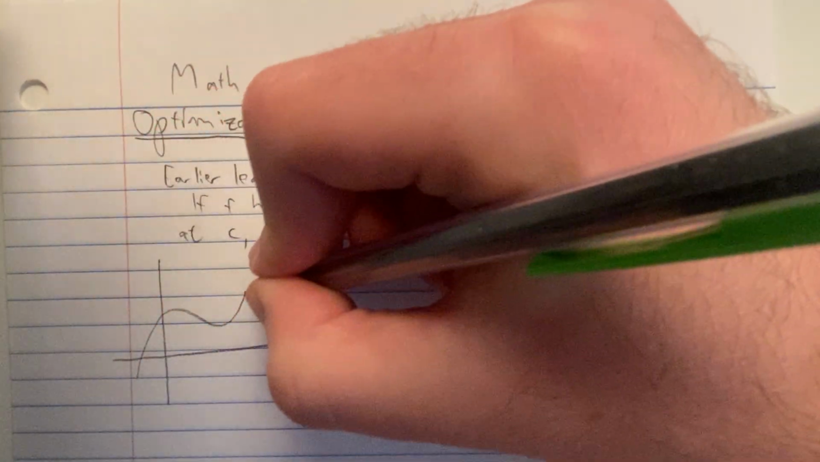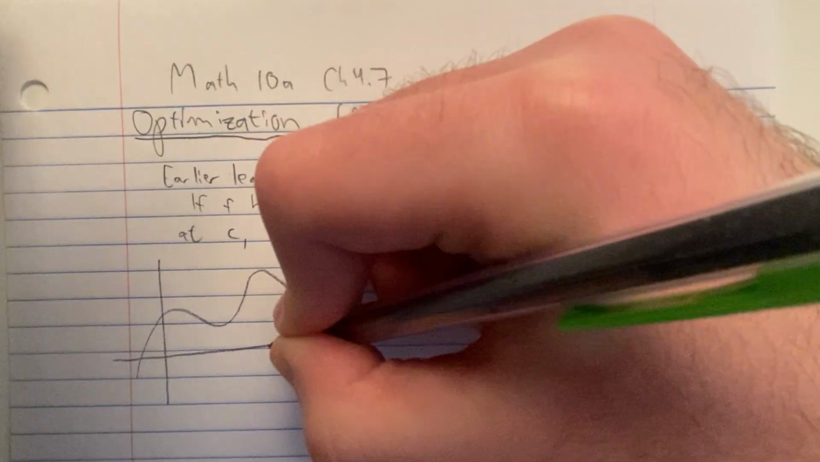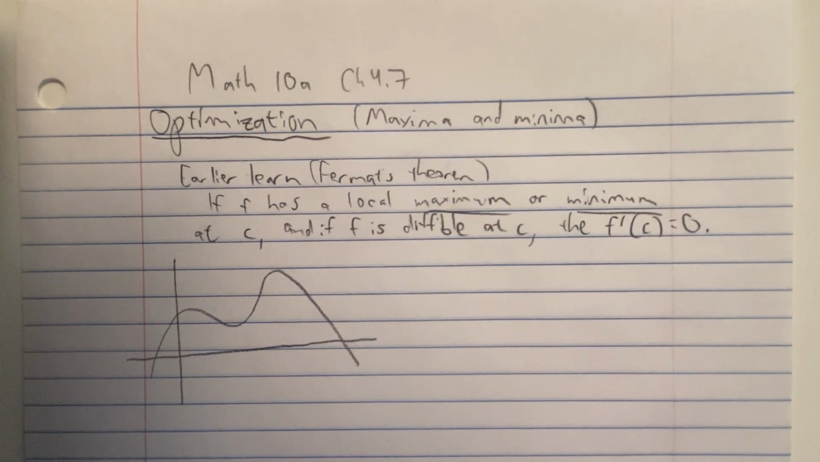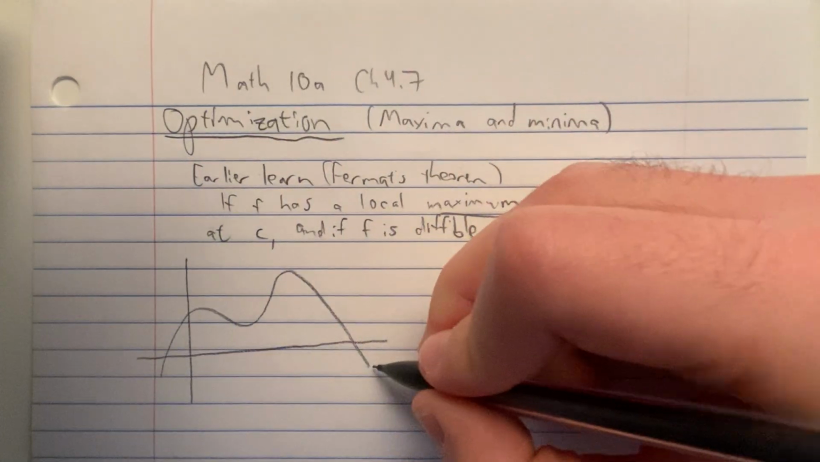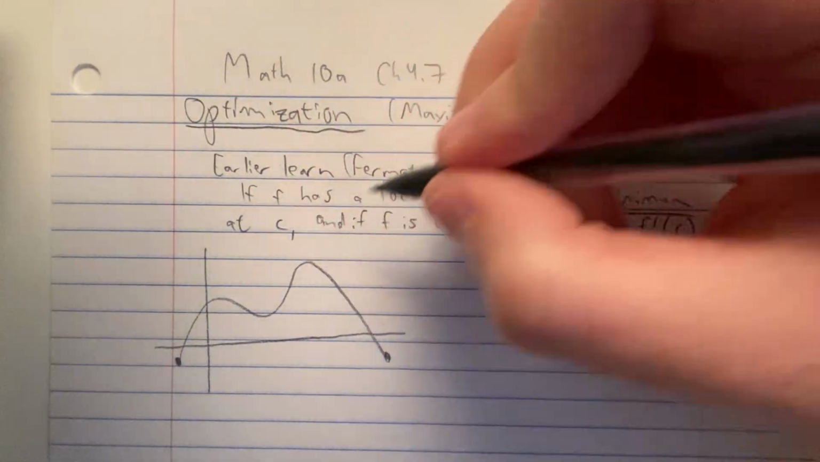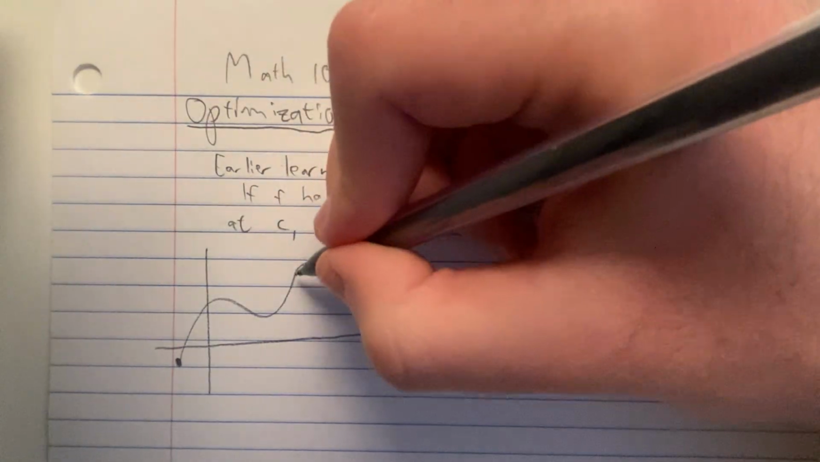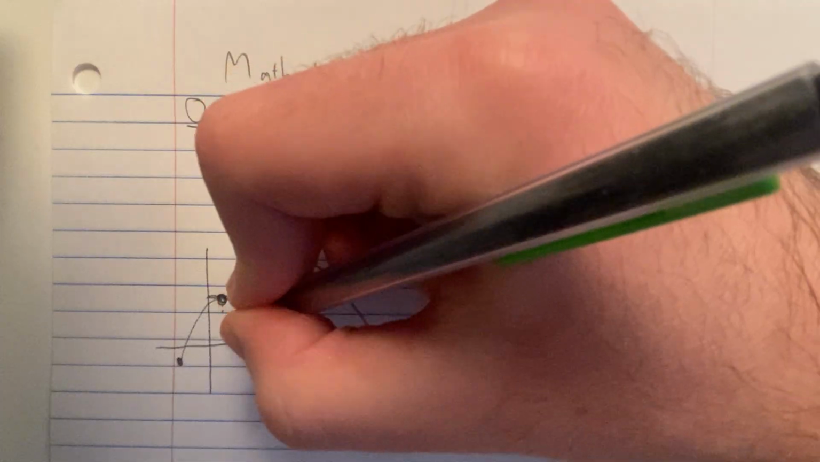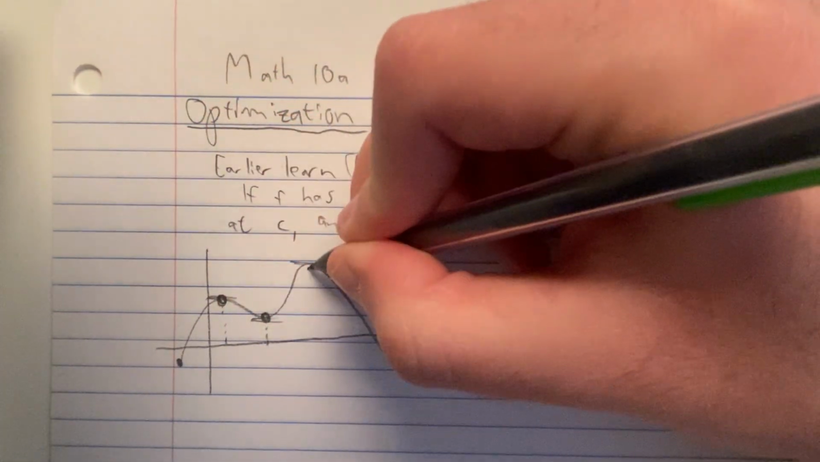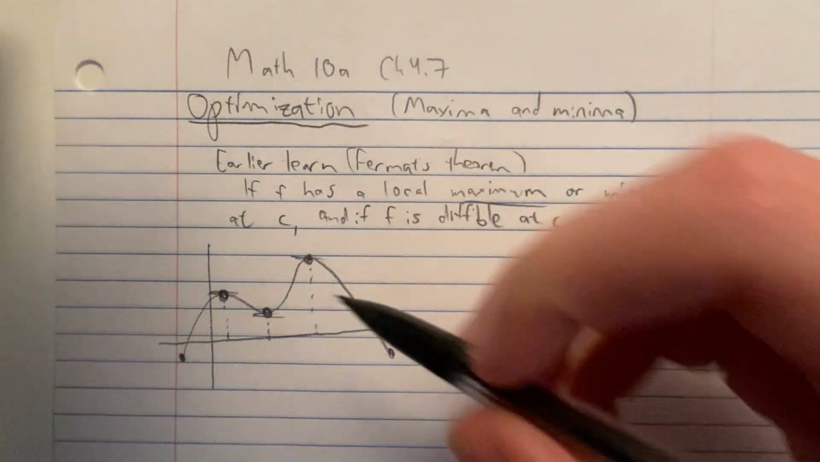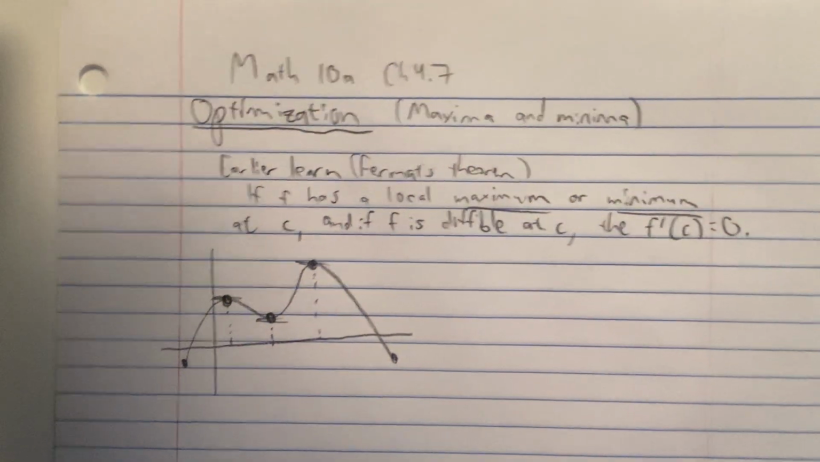So as an example, let's say we've got some function that looks like this. Where is the derivative going to be 0? That's where the slope is flat. So it'll be at this point, at this point, and at this point. So these are all of our local maxima and minima.